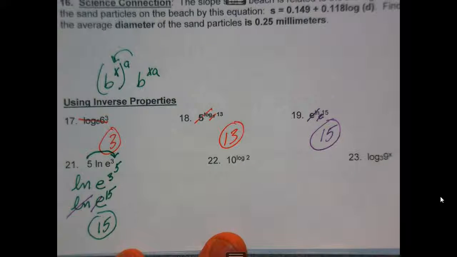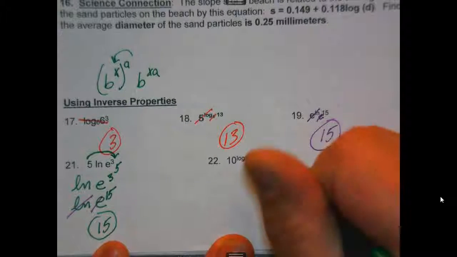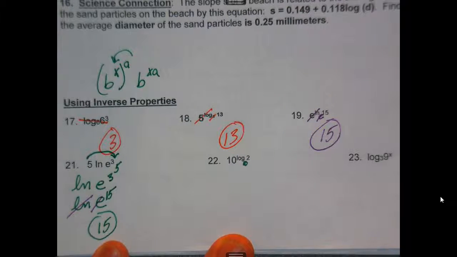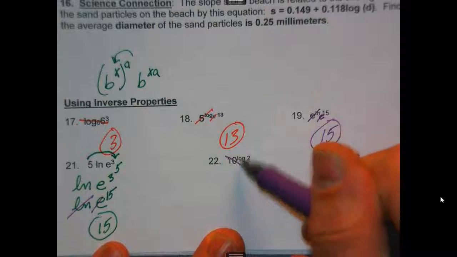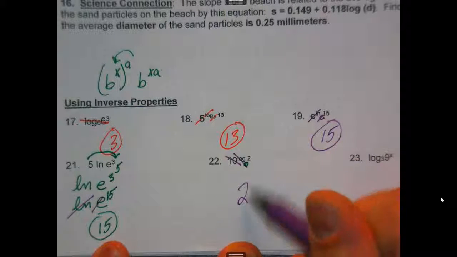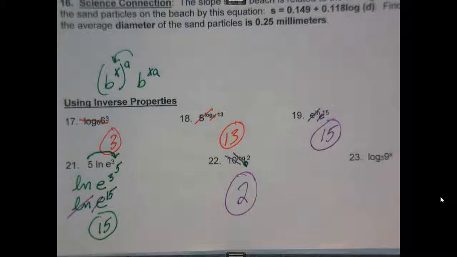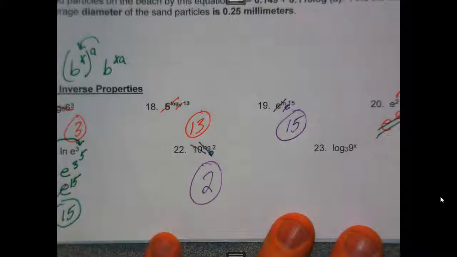All right, number 22. I have the common log here, right? What's my base? 10. I have a base 10 there. I have a base 10 for my power, so they cancel each other out. What's my answer? Yep. Nope, we're learning it right now.